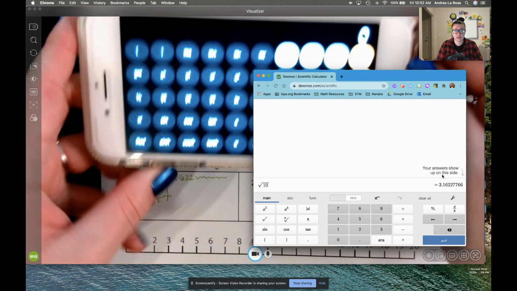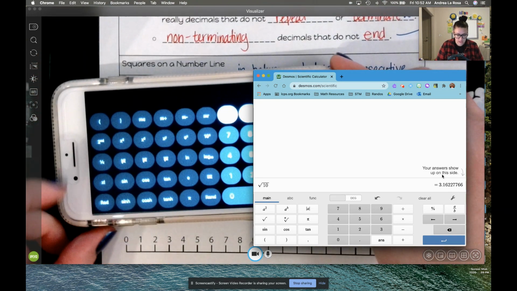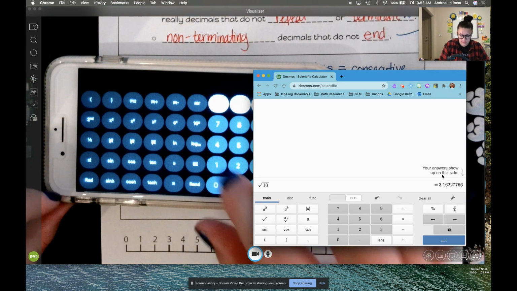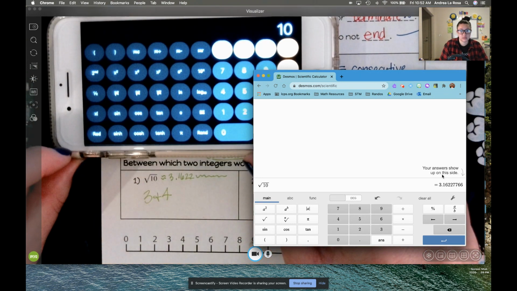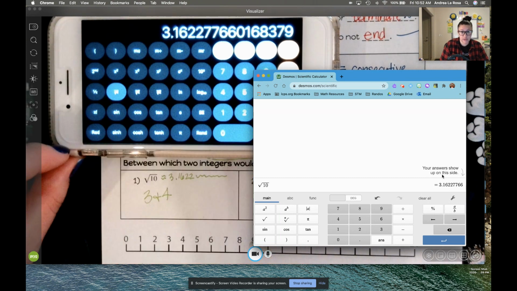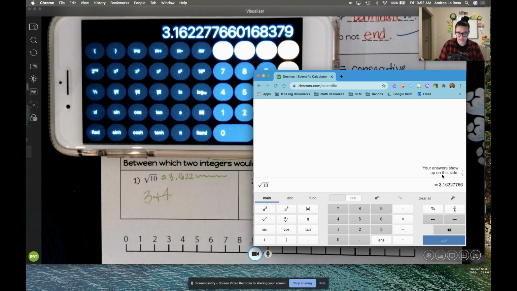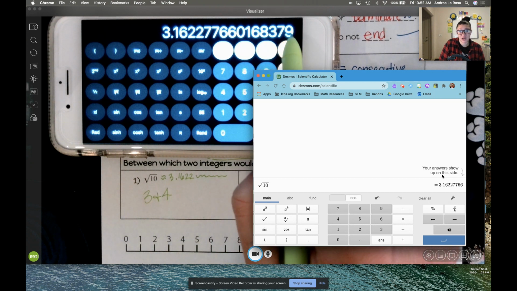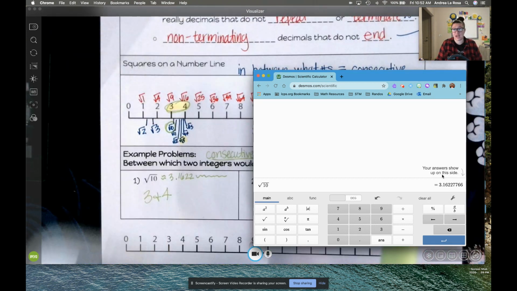So here's my calculator on my phone. I want to do the square root of 10. So I type 10. Oops, there we go. And then I hit my square root button. And see, it still has that 227766, but it keeps on going. It doesn't stop. And again, this is rounded. It's not the actual number.